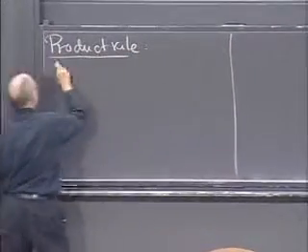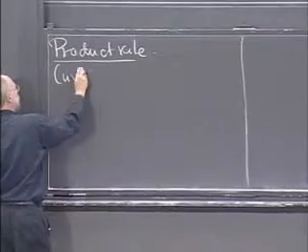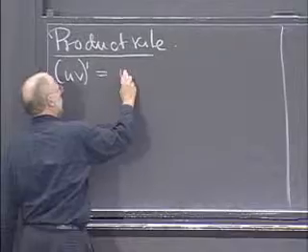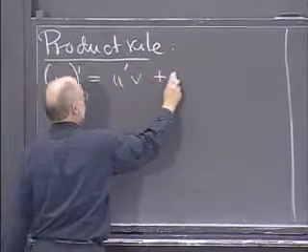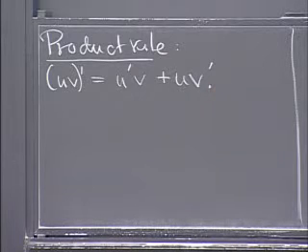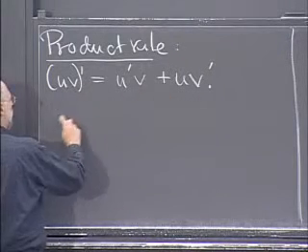So the product rule tells you how to differentiate a product of functions, and I'll just give you the rule. First of all, the rule is it's u' v plus u v'. A little bit funny, differentiating a product gives you a sum. But let's see how that works out in a particular example.